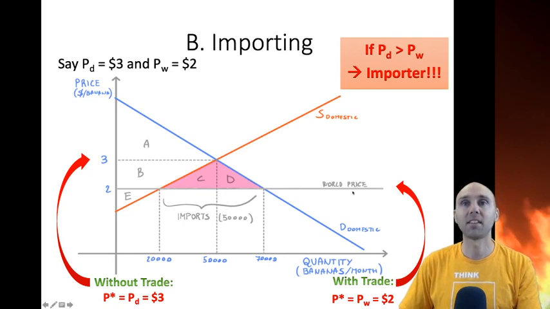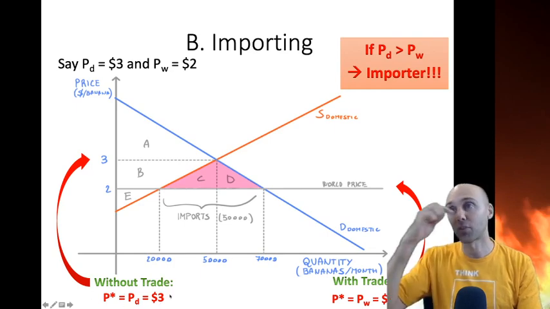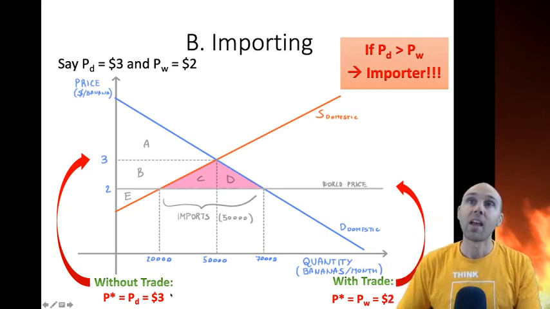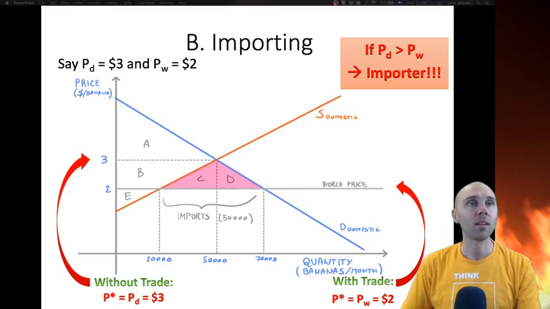So again, let's consider the situation without trade. Then the price is equal to that domestic price at $3. And at that point, we're selling 50,000 bananas a month and buying 50,000 bananas. The consumer surplus is equal to A and the producer surplus is equal to B plus E.